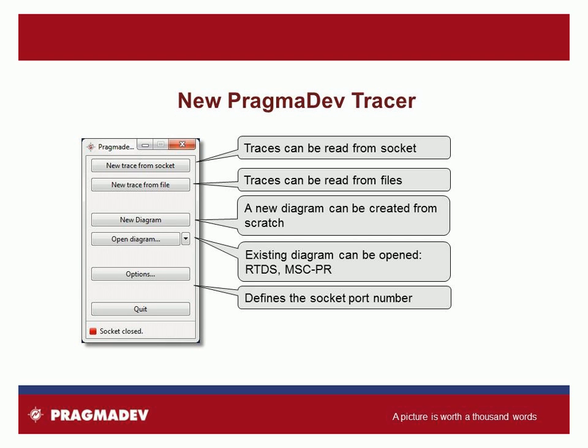Now let's get to the tool, the new PragmaDev Tracer. Traces can be created online through a socket or offline through a file. You can also create a diagram from scratch. A diagram can be a property or a specification. Of course, you can open existing diagrams to edit them or publish them.